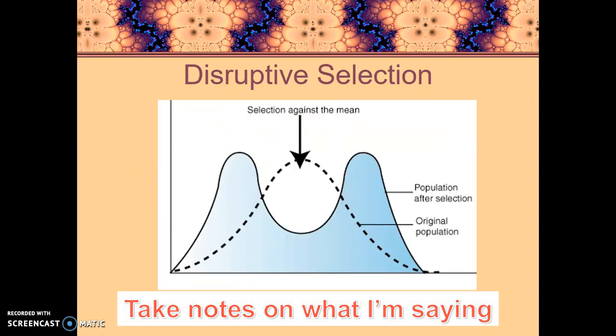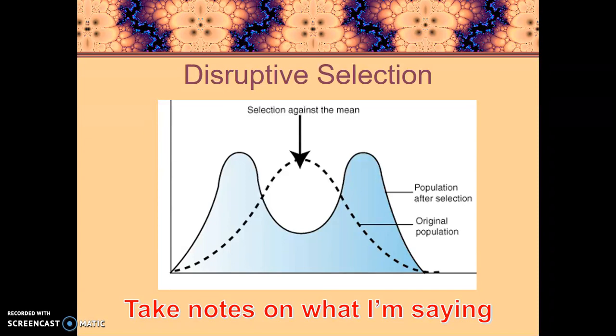Our third type is disruptive selection, because you're disrupting the pattern. You're creating two peaks. This is where the selection is against the mean. So middle is bad, and the two extremes, the two edges, are good. Something important to note about disruptive selection is that this kind of selection is the one that is most likely to lead to speciation.